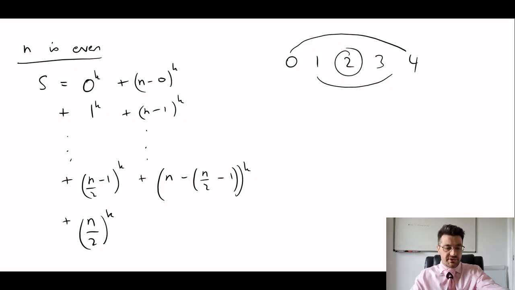If I'd just been given the final part of this problem, s equals 1 to the power of k plus 2 to the power of k plus so on and so on, with k as a positive odd integer, show that s is divisible by n when n is odd, that would be a much more difficult problem because I've not necessarily got certain clues.